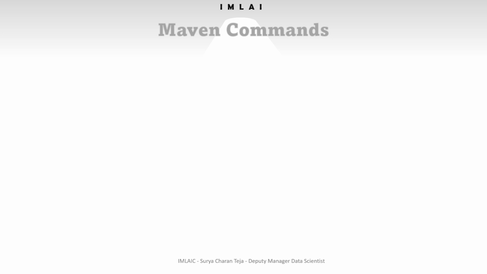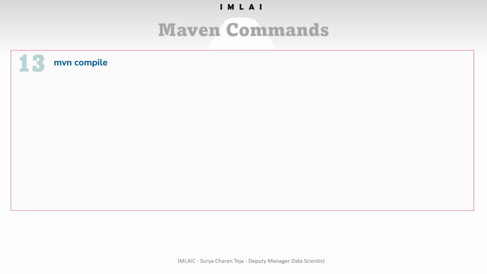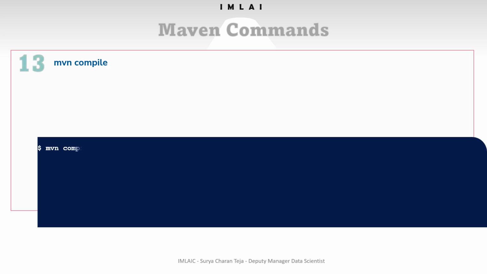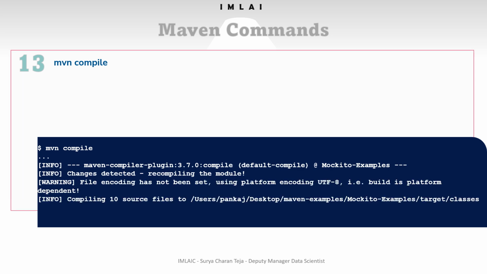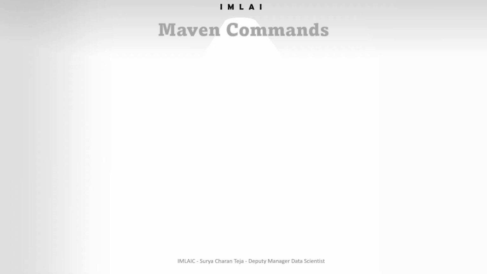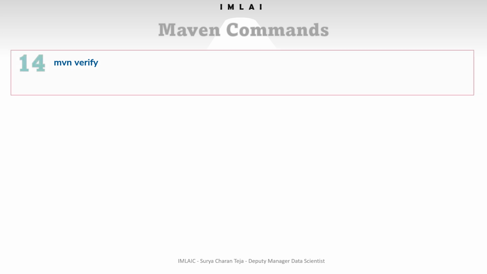Then we have mvn compile. It's used to compile the source Java classes of the project. And mvn verify, this command builds the project, runs all the test cases, and runs any checks on the results of the integration tests to ensure quality criteria are met.